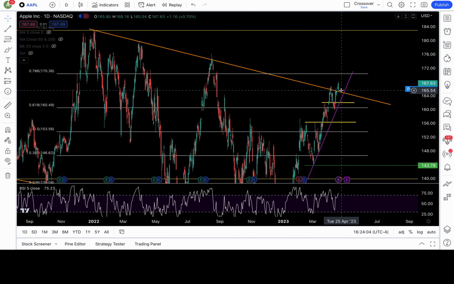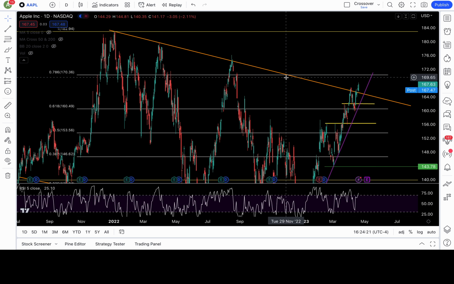166.5, and then based on the yearly trend line is at 165. Okay, so support 166.5 with 165 below it. Resistance at 168. If Apple can clear 168, we can possibly go test the 78.6 fib level at 170.3. All right, and there is a gap at 171.5-ish. So if that level clears, let's watch out for the gap fill.